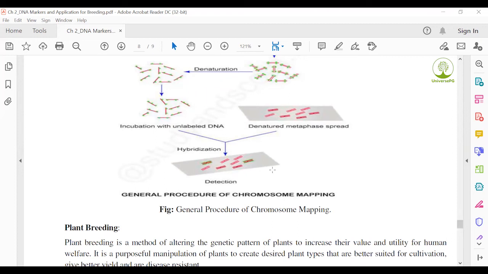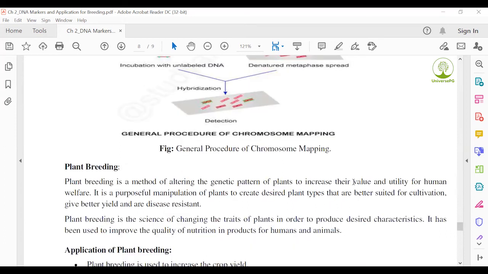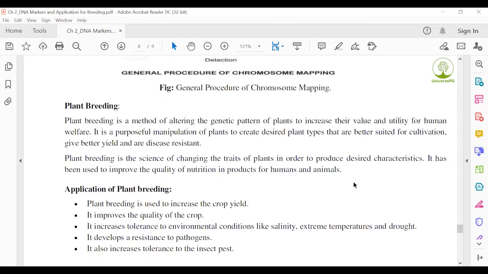General procedure of chromosome mapping. Next, the last topic of our today's lecture, plant breeding. What is plant breeding? Application of plant breeding and also marker aided selection. Plant breeding is a method of altering the genetic patterns of plants to increase their value and utility for human welfare.